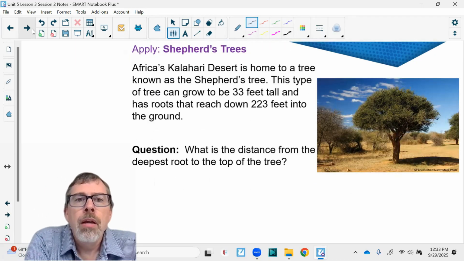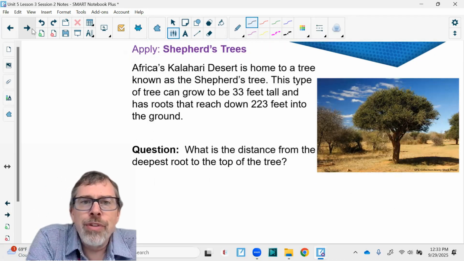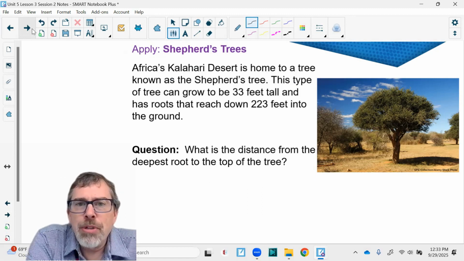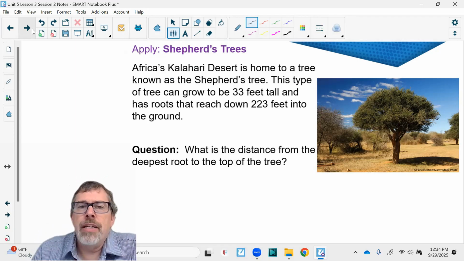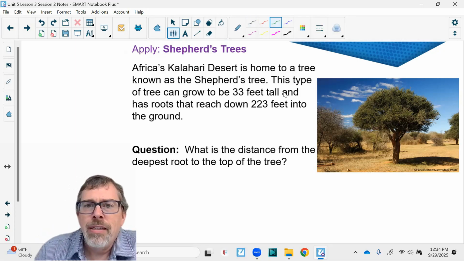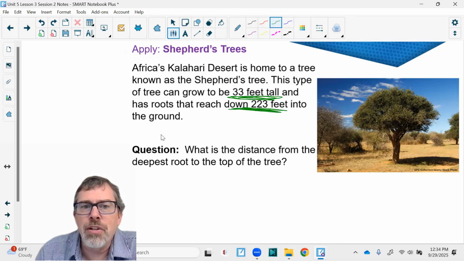Whoa. Okay, now we're over in Africa talking about a shepherd's tree. Africa's Kalahari Desert is home to a tree known as the shepherd's tree. I did not know about this before today, and it's pretty amazing. This type of tree can grow to be 33 feet tall. Nothing too amazing about that. It's an average tree here. However, the roots go down 223 feet into the ground. What is the distance from the deepest root to the top of the tree?